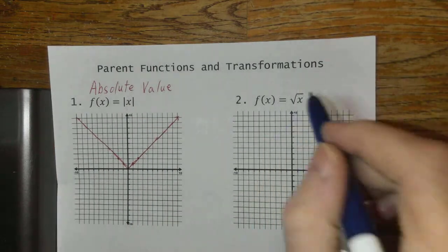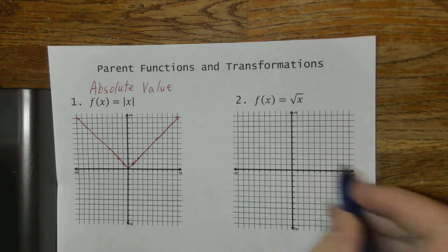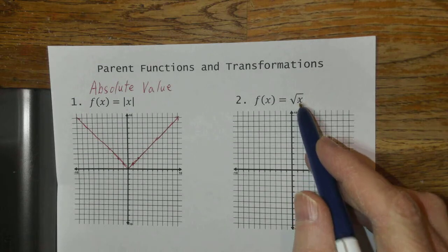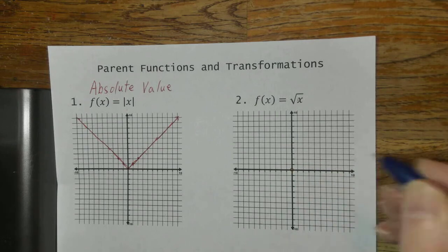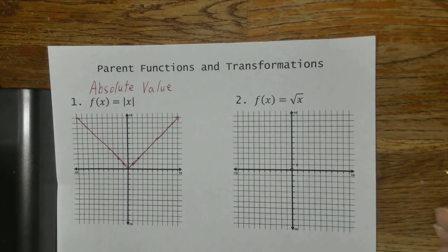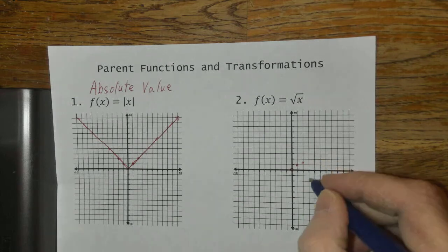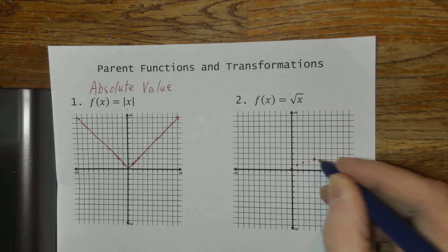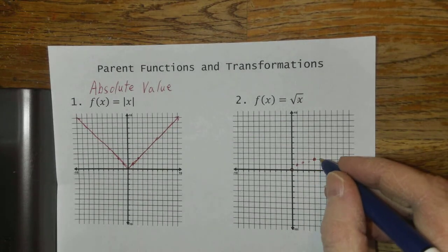The parent function for square root. Remember, we're talking real number lines here on our two axes, so we cannot be negative under here. The square root of 0 is 0. Square root of 1 is 1. Square root of 2 is like 1.4. Square root of 3 is 1.7. Square root of 4 is 2. That's exciting. We're getting onto another one. Square root of 5, I don't know.